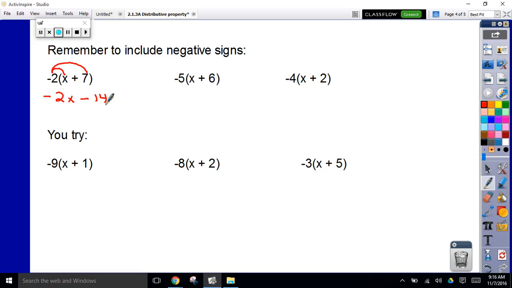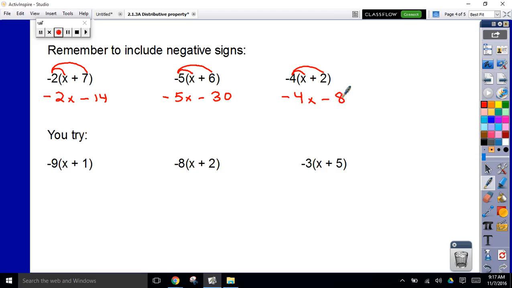In general, it's better to use as few signs as possible. Okay, so this example, we have negative 5 times x is negative 5x. Negative 5 times 6 is negative 30. So we have negative 5x minus 30. And our last example, negative 4 times x is negative 4x. Negative 4 times 2 is negative 8. So we have negative 4x minus 8.